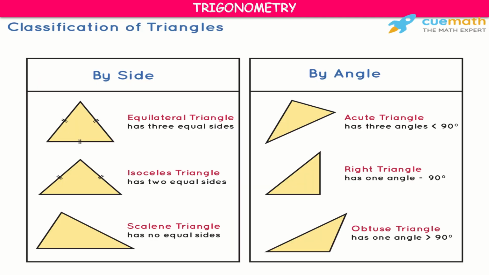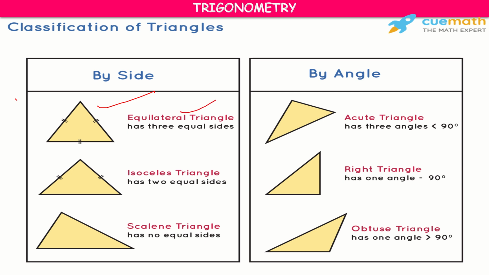Next, coming to the classification of triangles. We have types of triangles. As per sides we have an equilateral triangle. What is an equilateral triangle? A triangle in which all the three sides are equal, we call it an equilateral triangle.